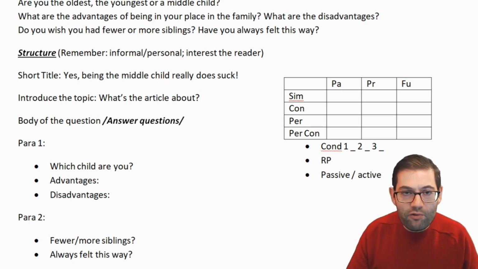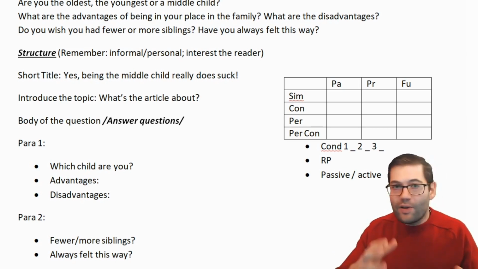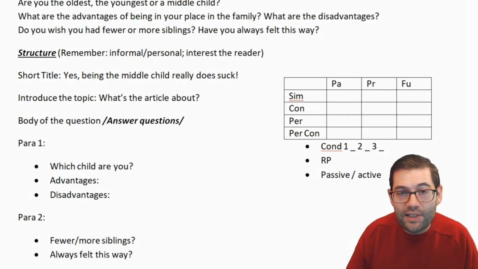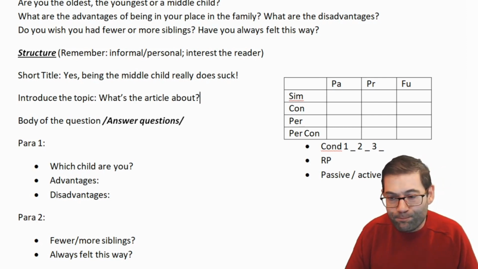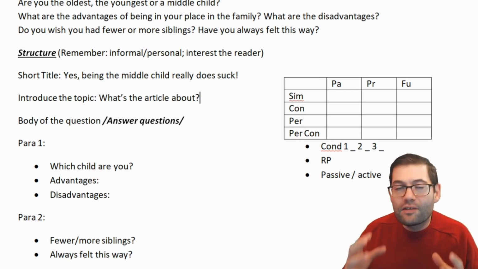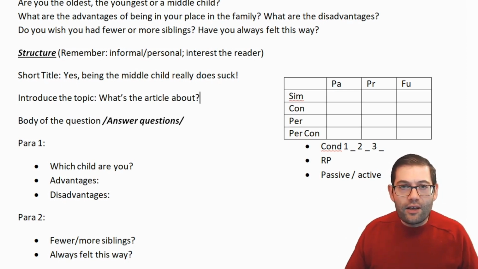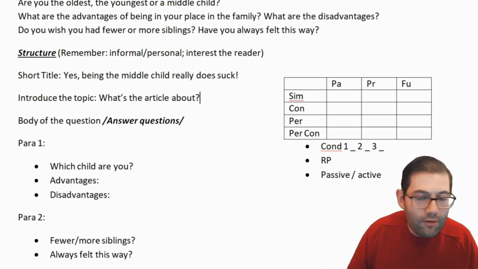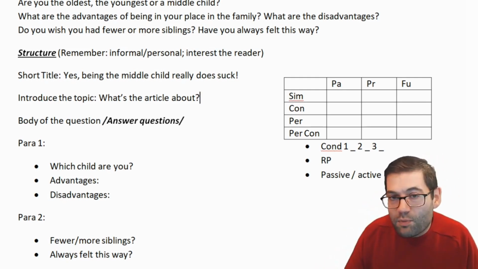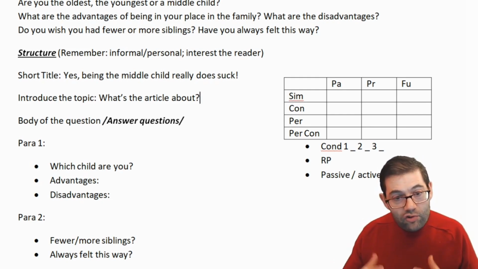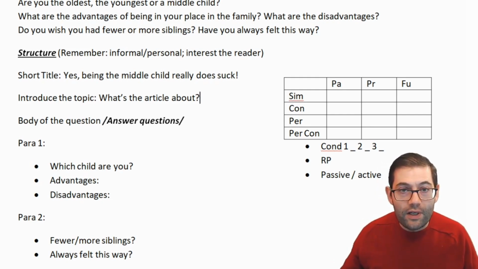You can use rhetorical question forms. Have you ever wondered what being a middle child is like, or something like that, engaging the reader like this. You can even use a conditional form in this case. If you don't know what being a middle child is about, then let me tell you, let me give you my experiences. So there's a number of grammar structures that you can use to introduce the topic of your article.